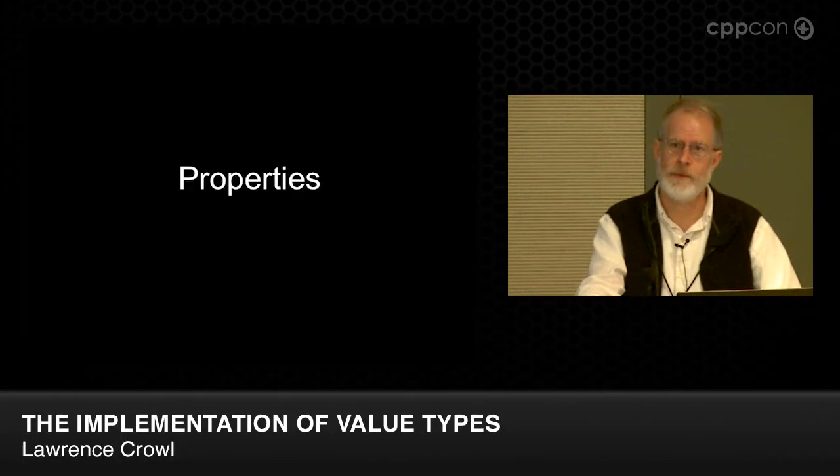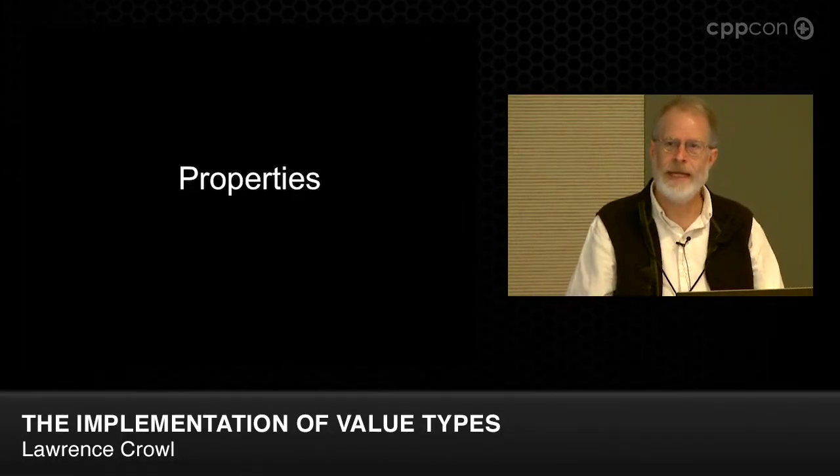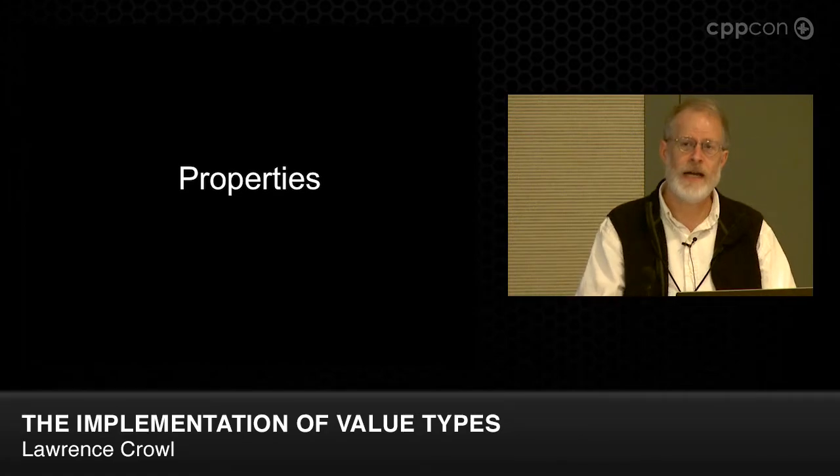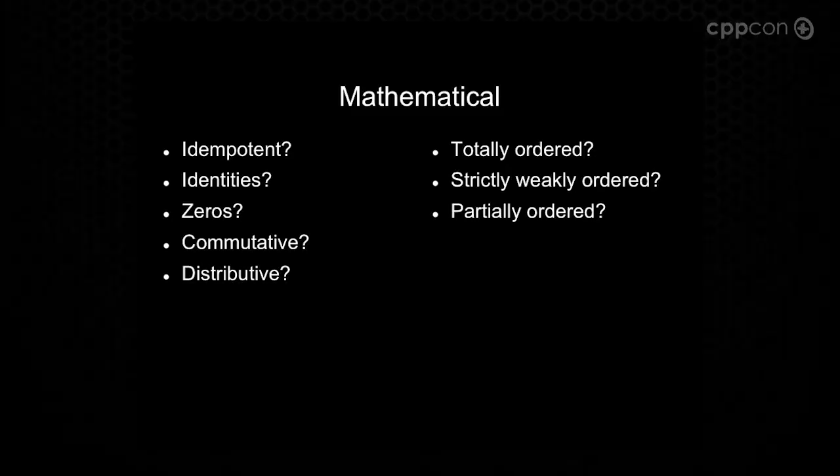There are some properties of every type and operation we implement. And these things are often not obvious in the code. So what we want to do is think about them ahead of time so that we don't surprise ourselves or our customers. The first set is the mathematical properties. Go through all of these properties, see which ones matter to your types, which ones don't.